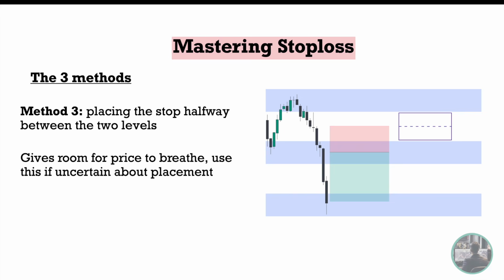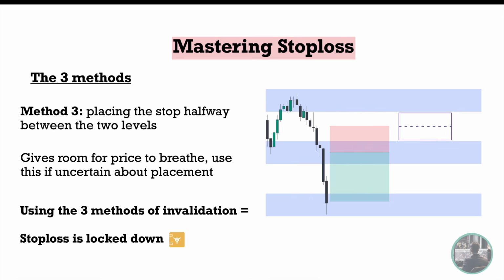You pick whichever one applies to your specific trade: cloud, market structure, or halfway between levels. One of those three will always be there. And once your stop is placed, you don't touch it. That's it. You've got the stop locked down. Now let's move to the target.